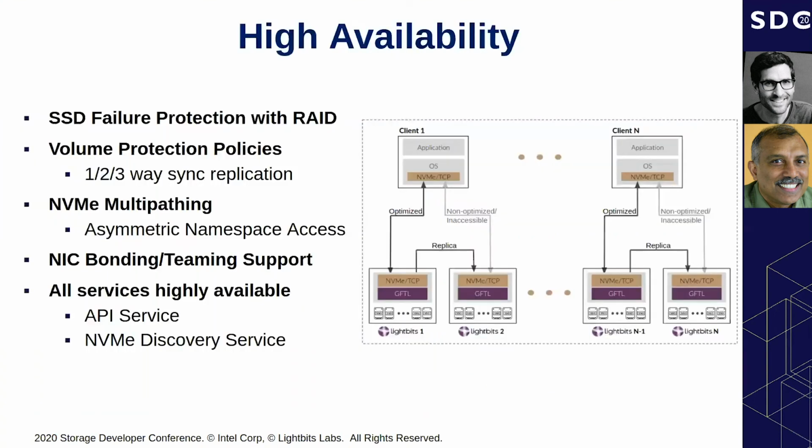The high availability aspect that we provide is that on each individual node we'll have RAID protection or a flexible erasure coding scheme that can protect us against individual SSD failure, given that our nodes can be dense. We don't want an individual SSD failure to result in a cluster operation. But every volume, or NVMe namespace, has different protection policies, which means it can be either a non-replicated volume, which sits on one node or one server in the cluster, or it can be two-way or three-way synchronous replicated.